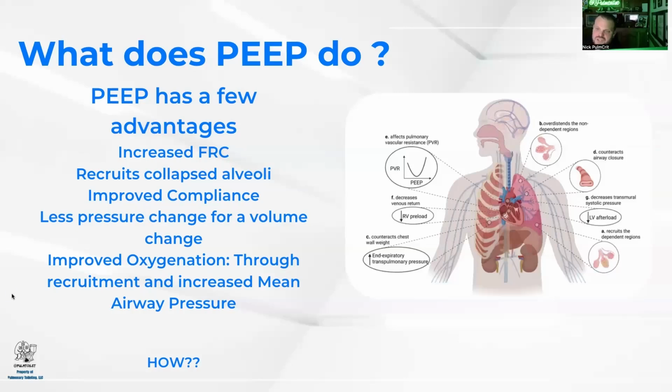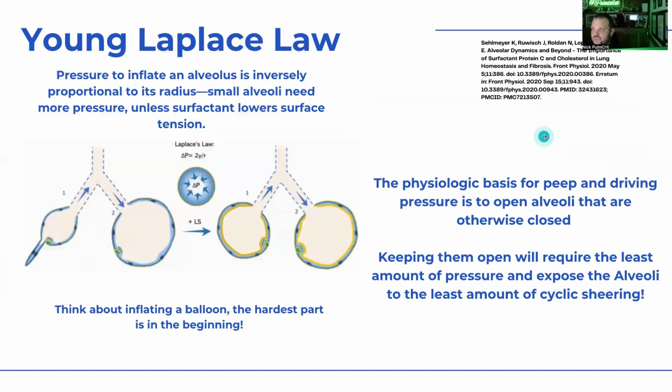So PEEP does a lot of stuff, and the authors of these guidelines certainly make it known that they're really worried about recommending higher PEEP because of the deleterious cardiovascular effects that it could have, for what that's worth. So, three laws, not to get in the weeds, but Laplace's law. Overall, you need more pressure to open up a closed alveolus, and you need less pressure to keep it open.